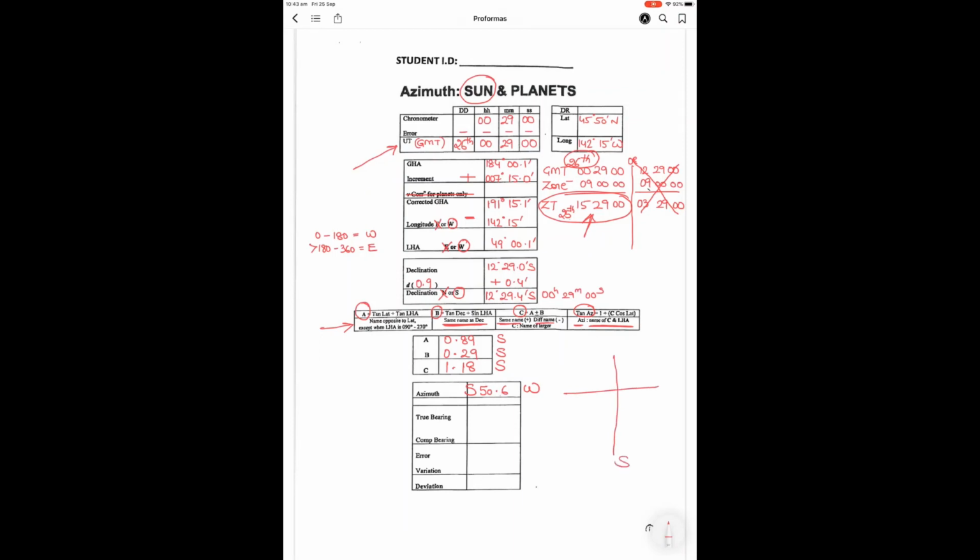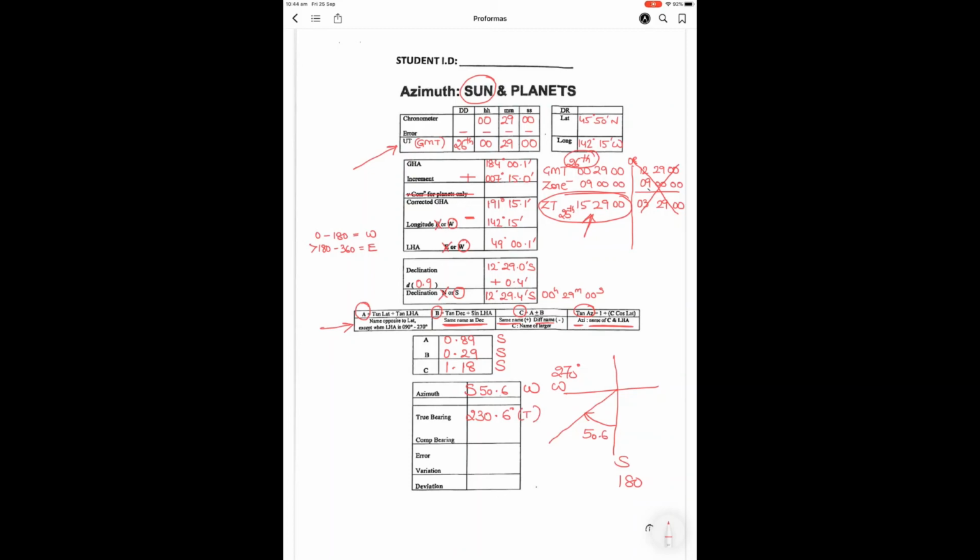That means if this is south and this is west, somewhere here. So south is 180, west is 270. South 50.6 west means you went west from south this way by 50.6 degrees. So what does that mean? You will add 50.6 to 180, because as you are going from south to west, your value is increasing from 180 to 270. So you will add 180 plus 50.6 and your true bearing will be 230.6. That is your true bearing. Remember that.